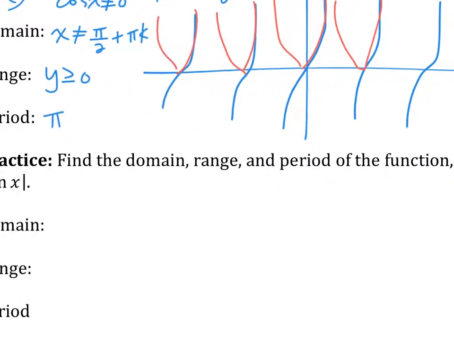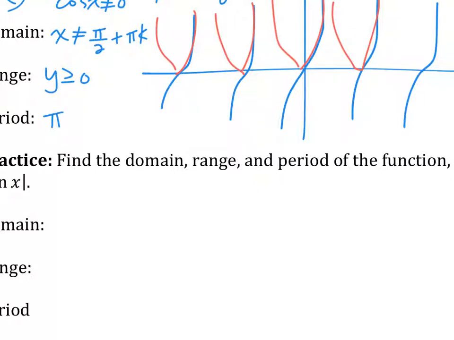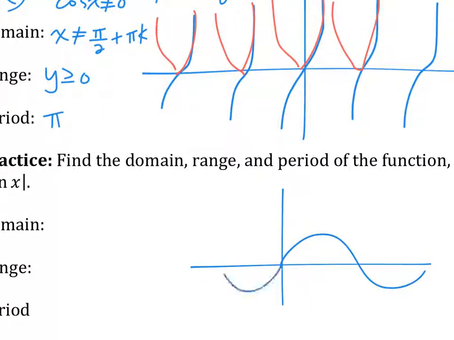Domain, range, and period of f of x equals absolute value sine x. So think through this whole thing. What does absolute value sine x look like without graphing on decimals? All right. The sine graph looked like this, but because there's an absolute value, it's going to go up, so it looks like a lot of hills like that.